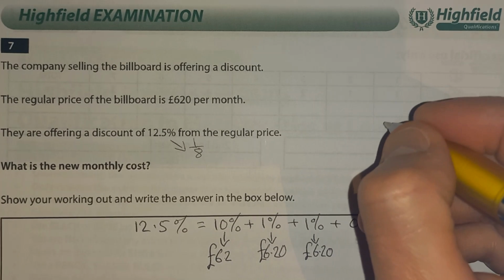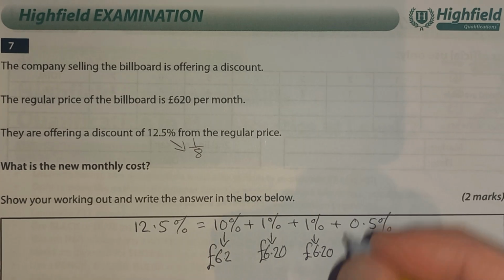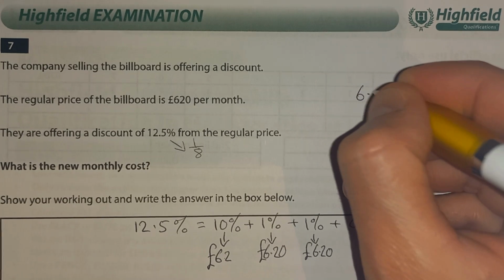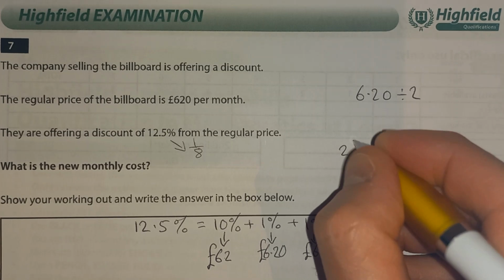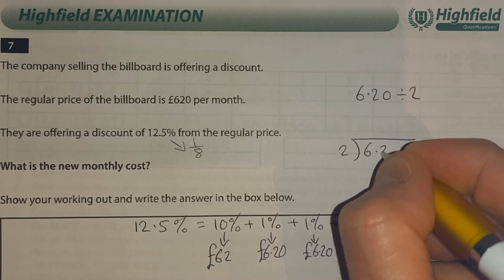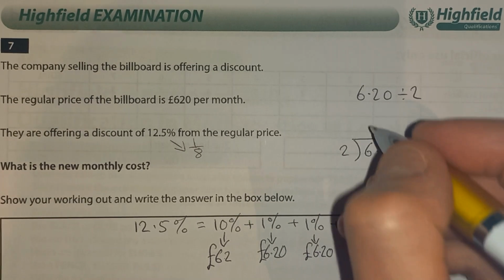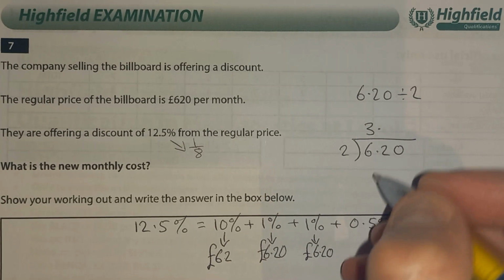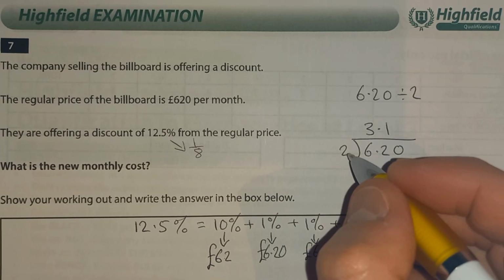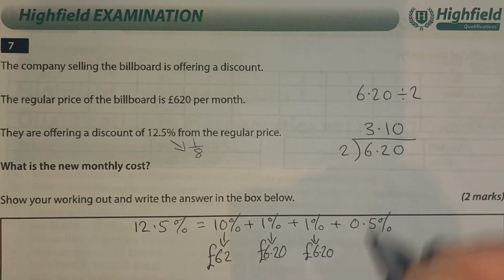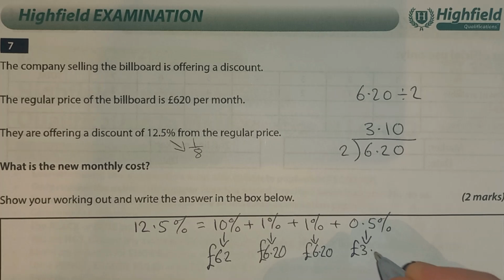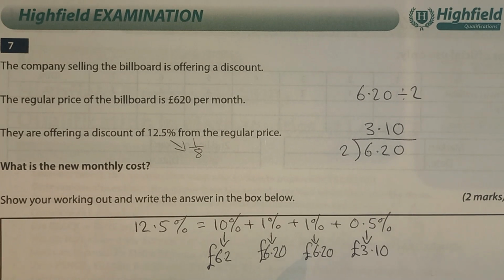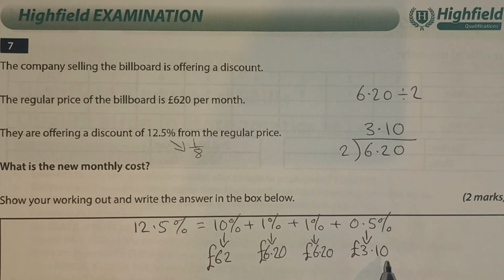Well, half of 1%. So if we know 1% is £6.20, we want £6.20 divided by 2. So let's use the bus stop method again. So 2 goes into 6 3 times, put decimal point. 2 goes into 2 once, 2 into 0, doesn't go. So 0.5% is going to be £3.10.